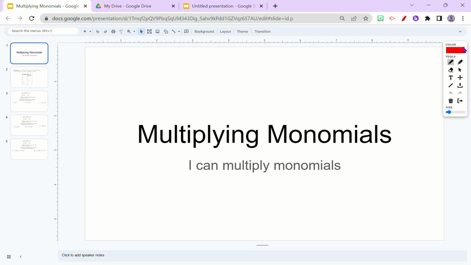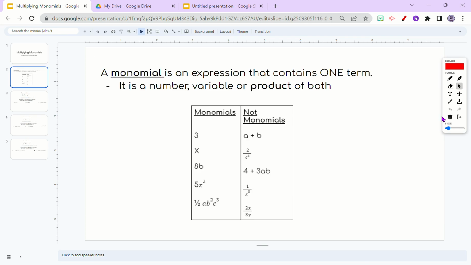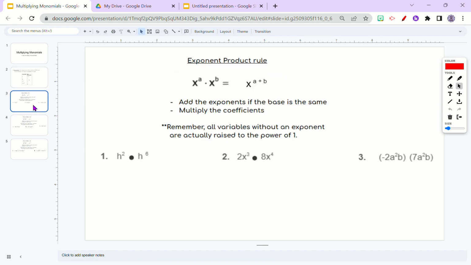Hi there, in this video we are going to go over how to multiply monomials. So a monomial is an expression that contains one term. It's a number, a variable, or a product of both. So you already know what terms are. I have a couple of examples here of what are monomials and what are not monomials, given that they have exponents, which you can take a look at, but we already know what a term is.